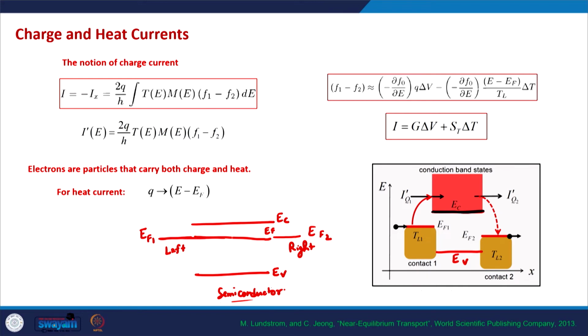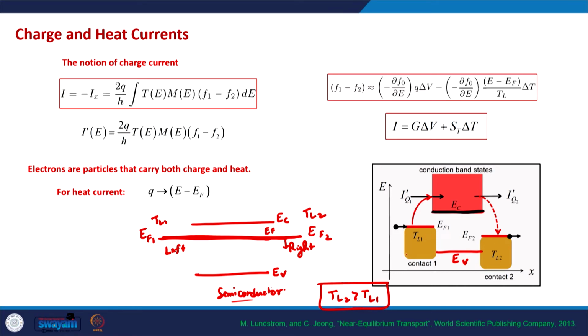As you can see, in equilibrium all the Fermi levels are aligned to each other. There is a single uniform Fermi level in the entire device. But if there is a voltage applied on contact 2, so that EF2 goes down, a positive voltage on contact 2, a current will start conducting in the material. There might also be a temperature gradient, so contact 2 might be heated. Let us say the temperature of contact 2 is TL2 and the temperature of contact 1 is TL1, and let us assume TL2 is greater than TL1.